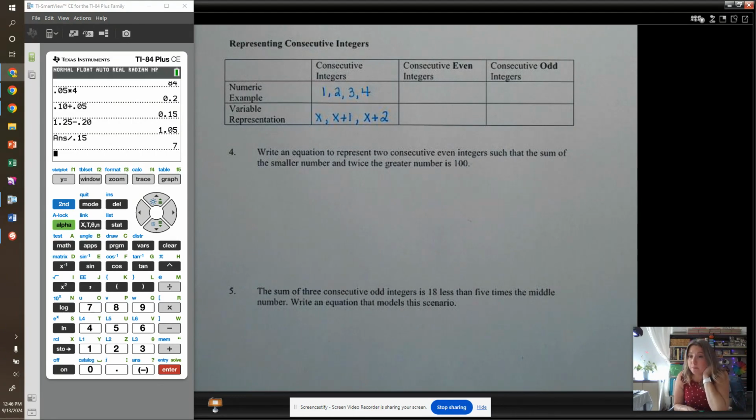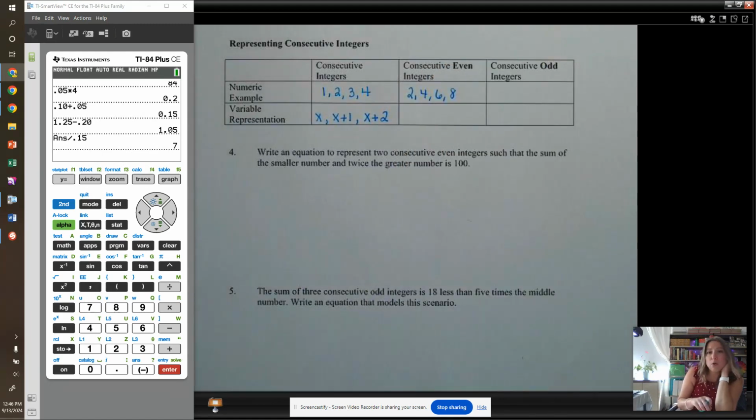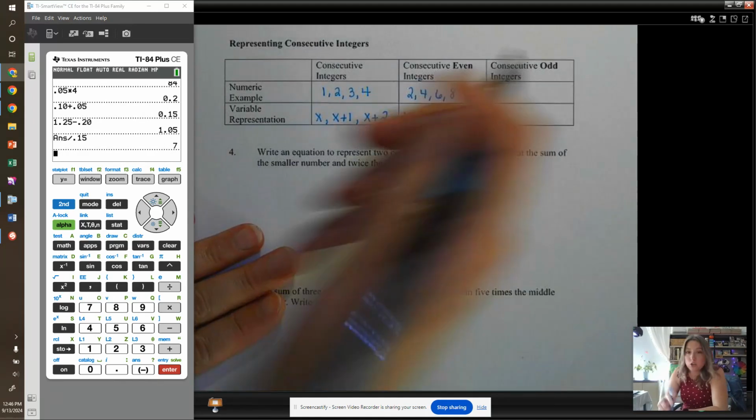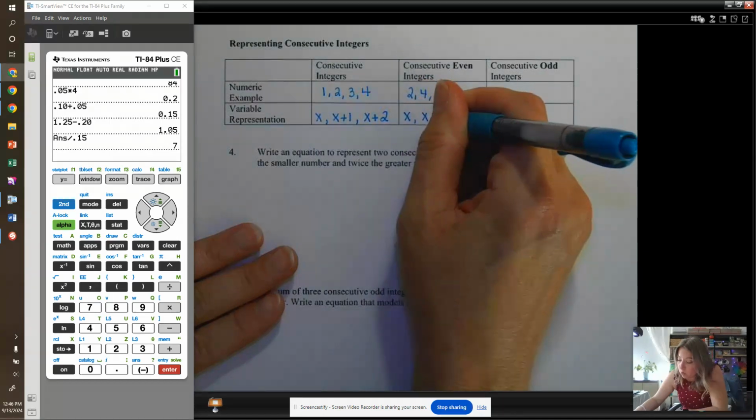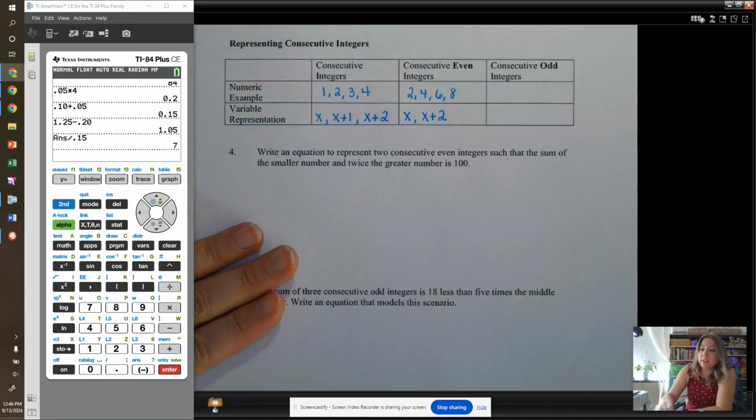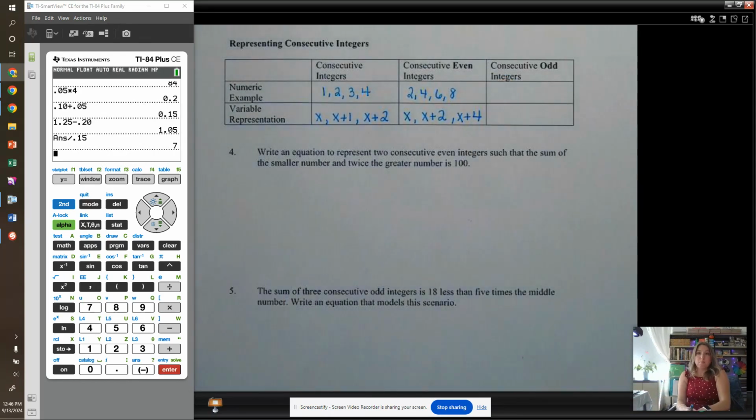Now, even numbers are different. Even numbers are 2, 4, 6, 8. How are we getting from one even number to the next? We're adding 2. So from 2 to 4 is 2. From 2 to 6 is 4. From 2 to 8 is 6 away, right? So we're always adding 2 when it comes to even numbers. If x represents your first even number, to get to the next even number right in a row, you actually add 2 this time. And to get to the third even number right in a row, you actually add 4 this time.